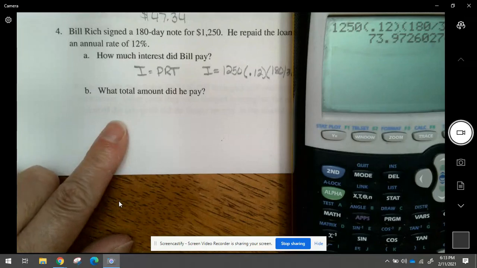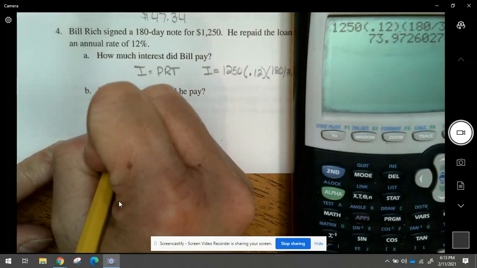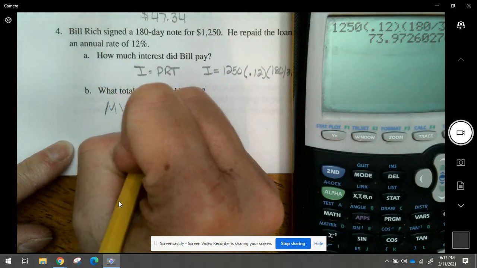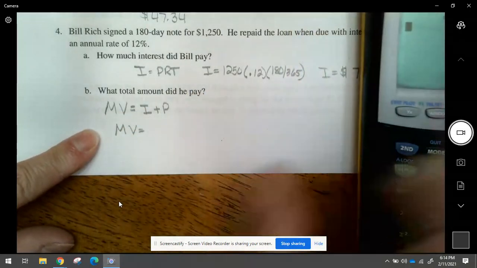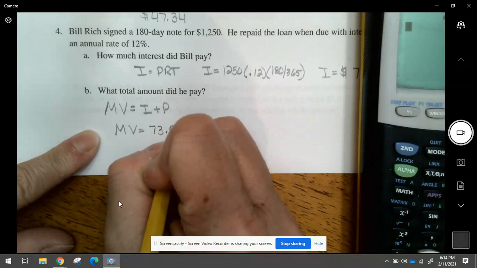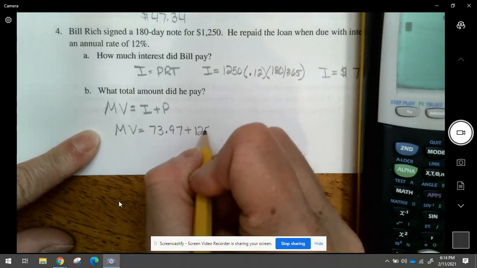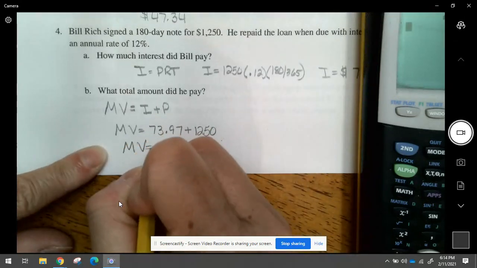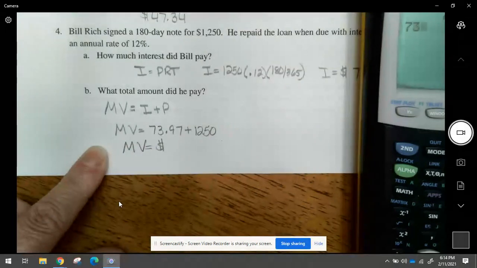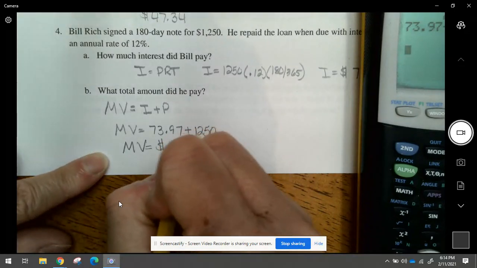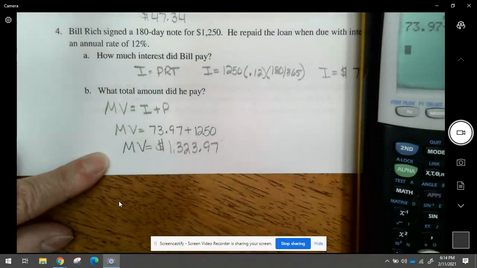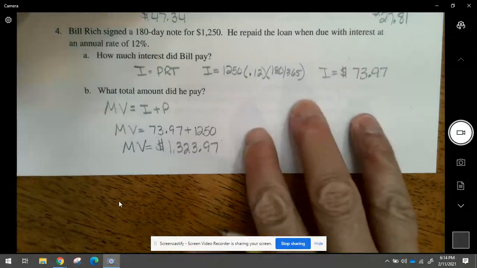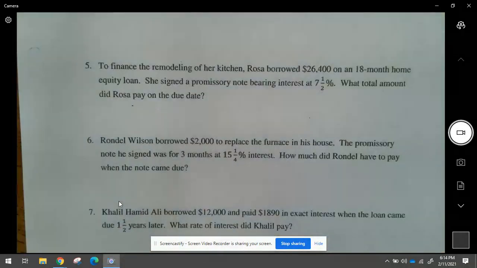What total amount did he pay? Remember, this is the maturity value that they're asking for, so it's interest plus the principal. So the interest was $73.97, and he borrowed $1,250. All we do is add those two things. So we get $1,323.97. Next page.